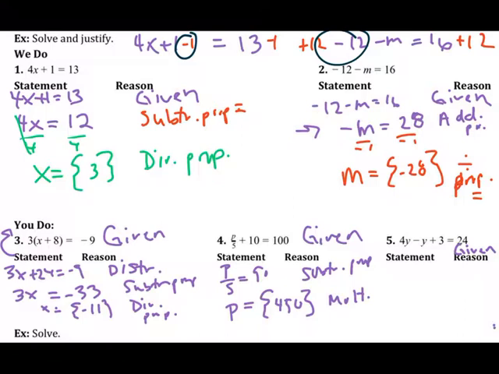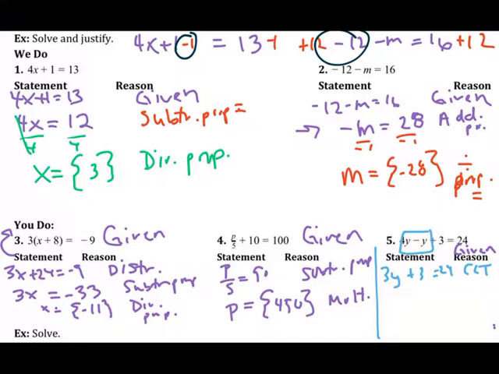All right, I'm going to try and squeeze this number 5 down here. I apologize if it gets messy. 4y minus y plus 3 is 24. That's given. The first thing I'm going to do is combine those y's. I'm allowed to do that, and I'm going to abbreviate this. Combine like terms is the reason I'm allowed to say that 4y minus y is 3y.